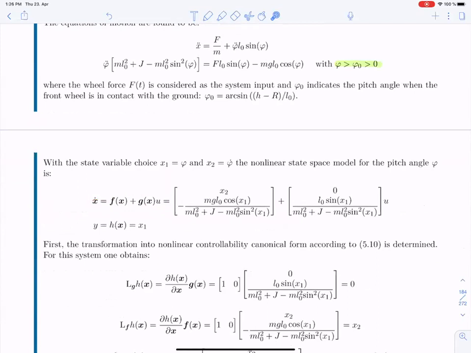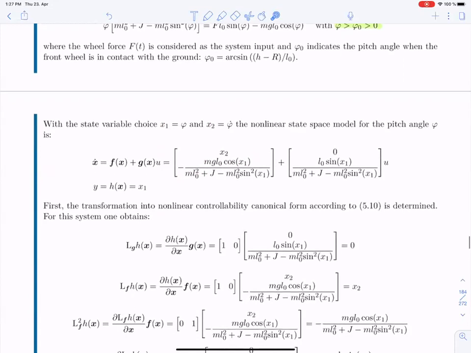Okay, so you can see that x1 dot is equal to x2, which is equal to this one here. I forgot to mention that x1 is obviously phi, the pitch angle. x2 is phi dot, the pitch angle speed, and then this is our input, which is the force. In this model, I simply eliminated x, and I'm going to use it later on in the simulation. And of course, as the output, we use x1, which is phi, the pitch angle.